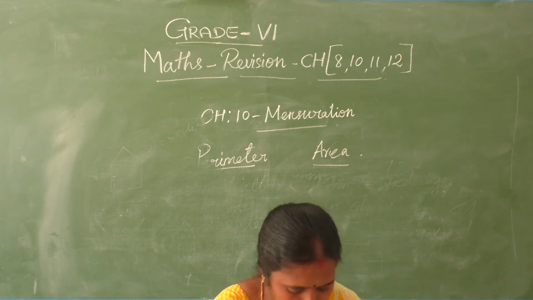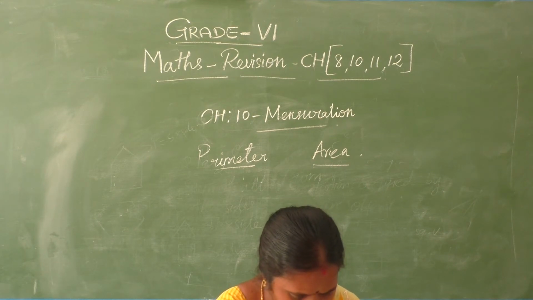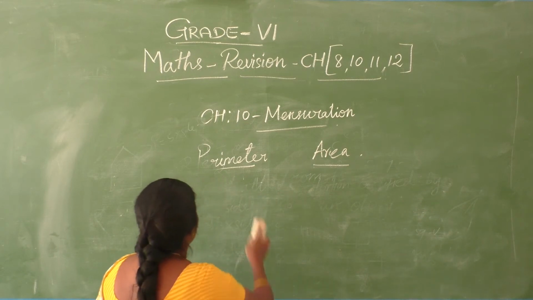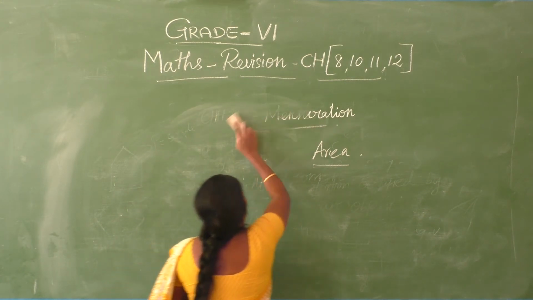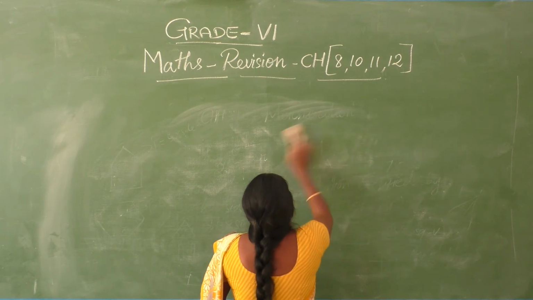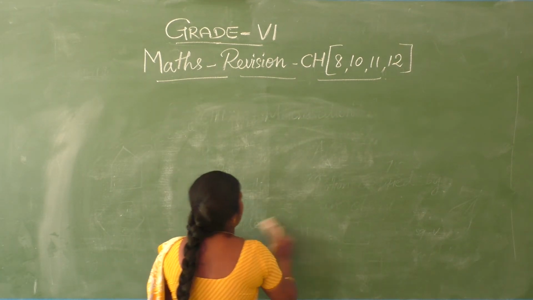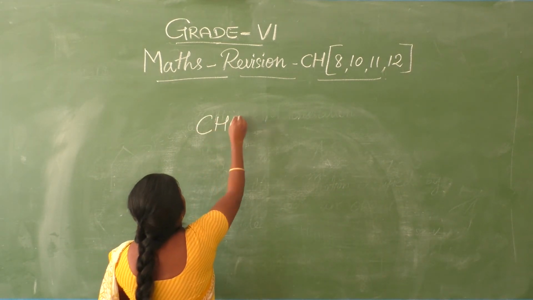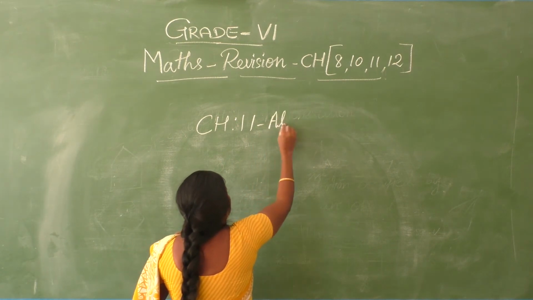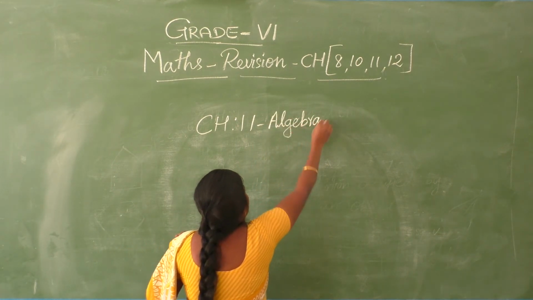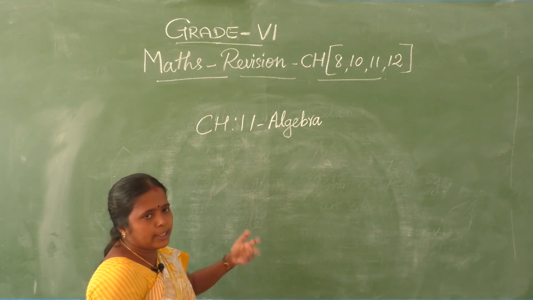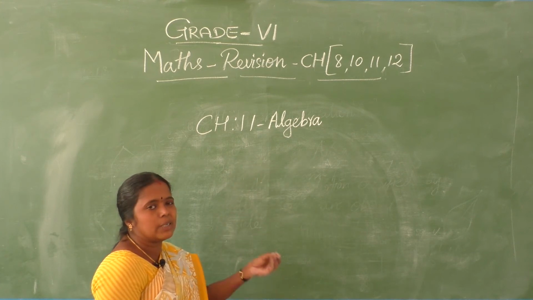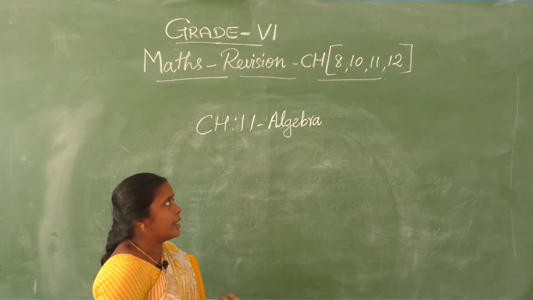Okay, the next topic is chapter 11, algebra. What is that? Chapter 11, algebra. Algebra is like the number system only. In the number system, whatever calculations you have made with whole numbers and natural numbers, that only comes here also, but you must use a little bit of technical words here. What are those?